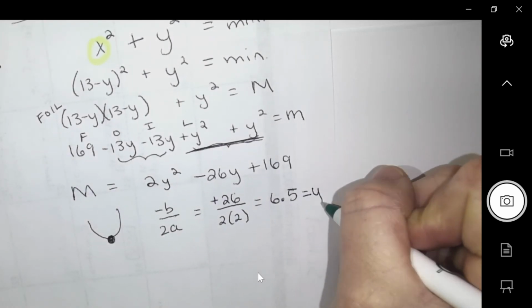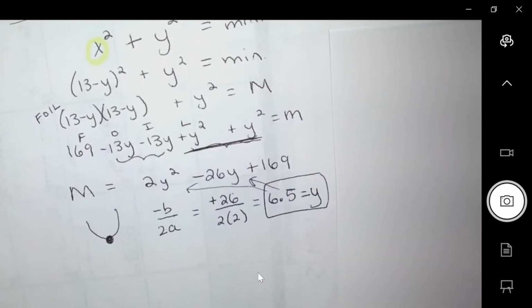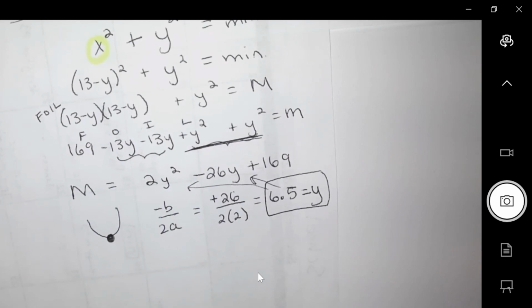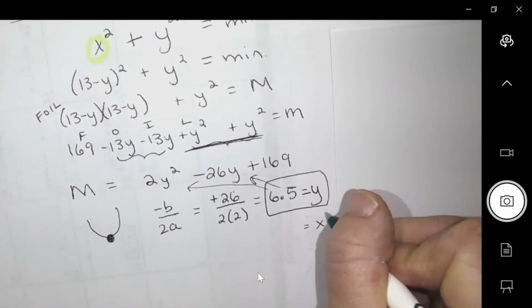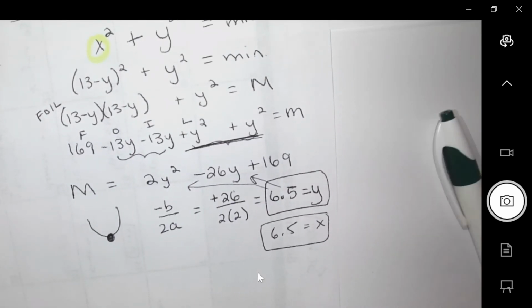So this is representing the y. So what is the other number in this situation? Because our numbers have to add to 13. So the other number is going to have to also be 6.5.